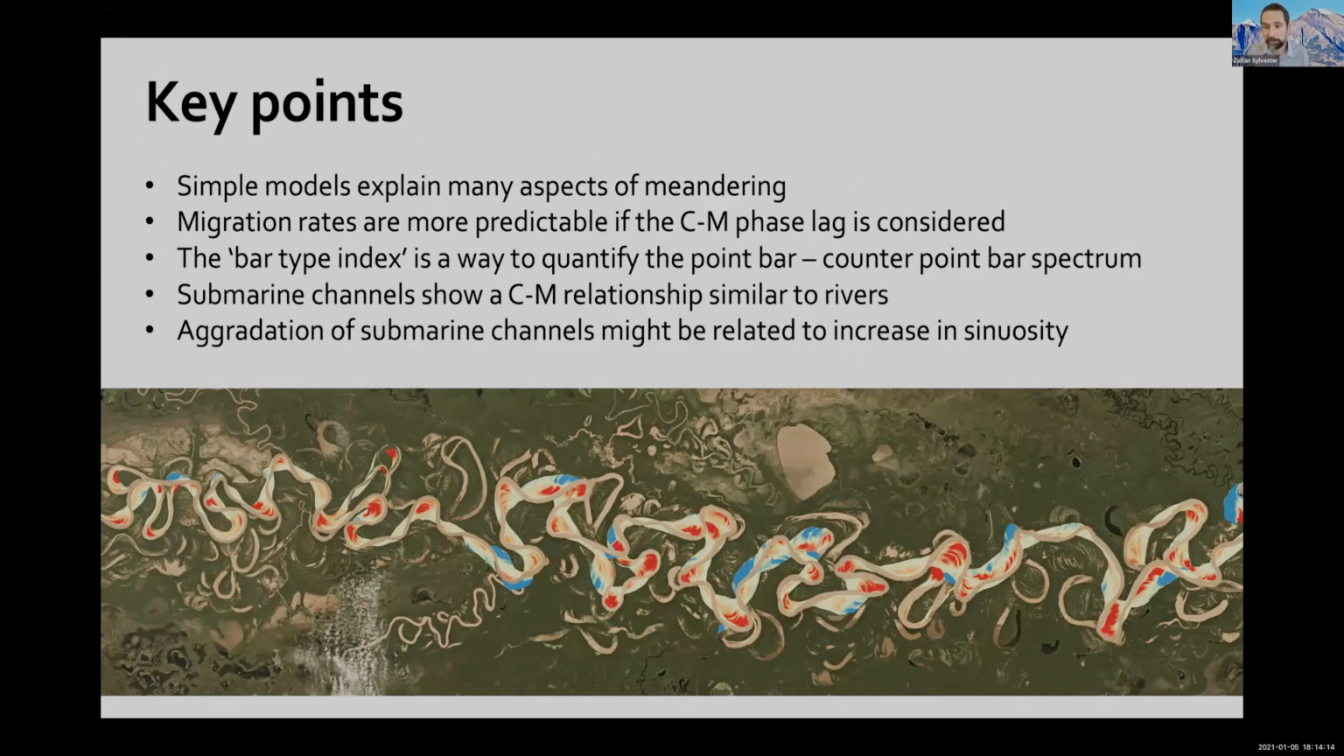Yes, that's a great question. I think the answer is positive, as long as you can reconstruct at least some details of the channel evolution, you should be able to calculate the bar type index and basically make an image like the one you can see on the screen. And in fact, Paul Durkin and others, and Steve Hubbard's group, have been working towards something like that, and there should be more coming from there.